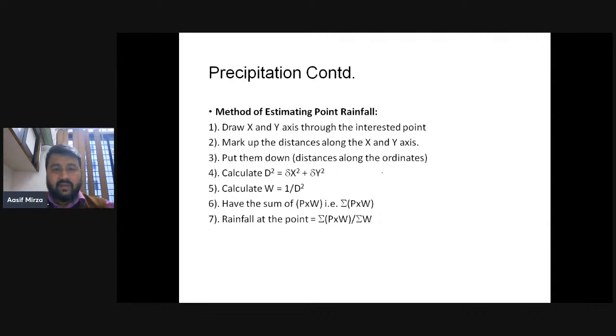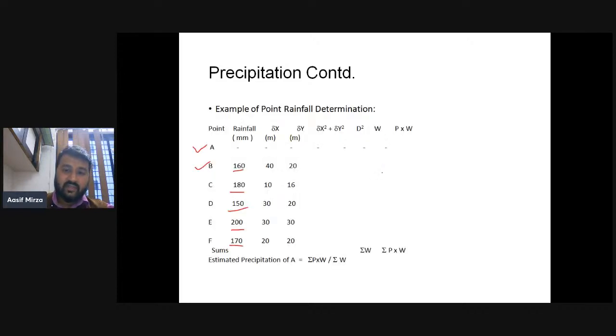Now the method in the theory part is given as: draw x and y axes through the point of interest, mark up the distances along the x and y axes, put down the distances along the ordinates, calculate d square equal to del x square plus del y square, calculate w as 1 by d square, take the sum of p into w, and the rainfall at the point is sum of P into W divided by sum of W. So this is the procedure to calculate the estimated precipitation at A.